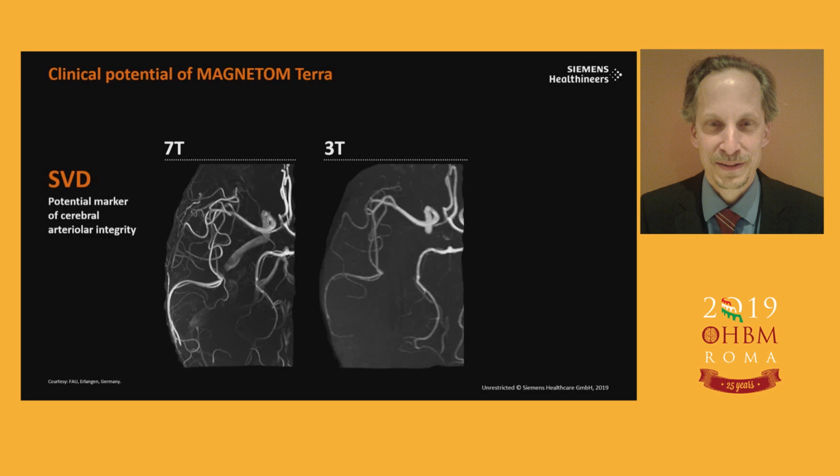Now, clinical potential. Time of flight angiography, what you see here, is one of my favorite applications because it benefits from 2 independent sources. We have a larger MR signal because of the increased field strength, but we also have a better suppression of static tissue because the T1 is also increasing at 7 Tesla. So this is, of course, interesting to study small vessel diseases, and it could be a potential marker for the integrity, actually, of the arterial part of the brain.